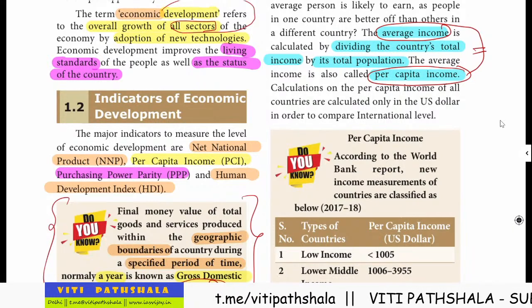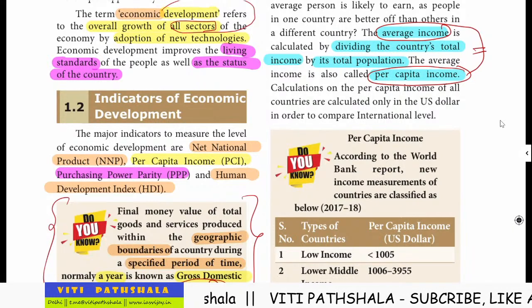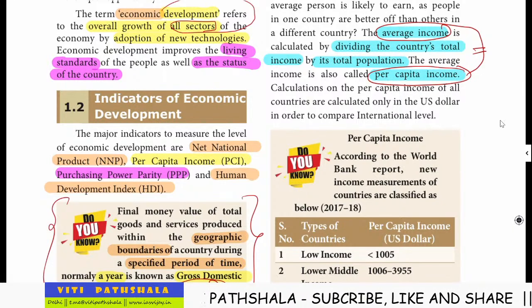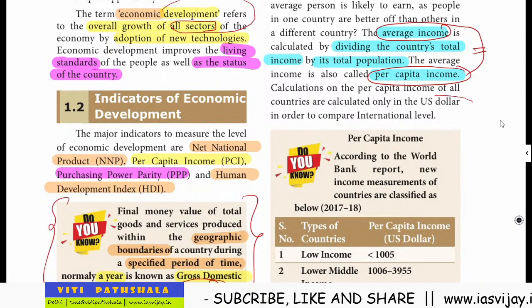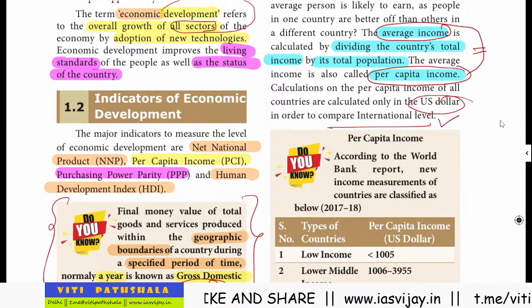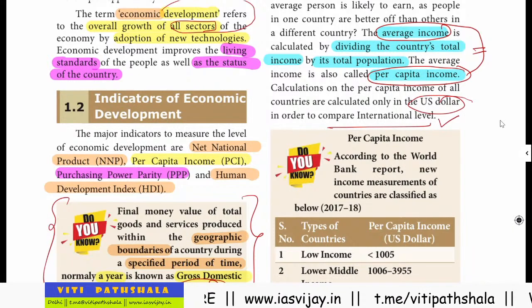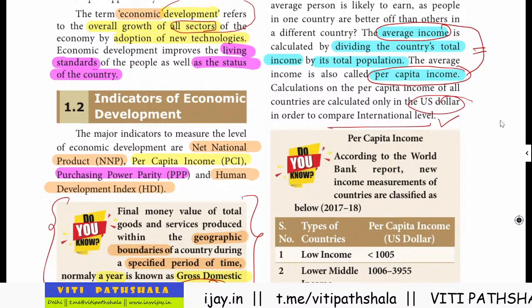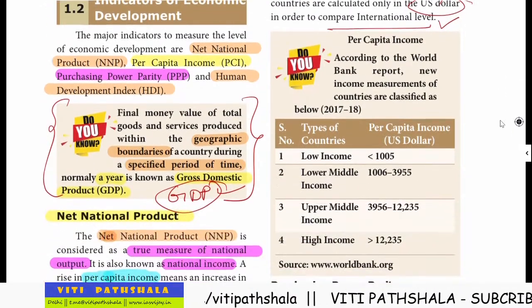Calculations of the per capita income of all countries are done in US dollars in order to compare at the international level. So we calculate them in US dollars and then look at the level of the countries. We see the level of the countries.